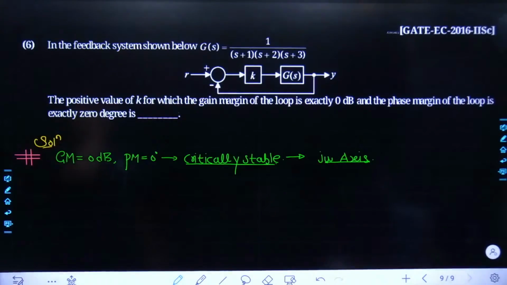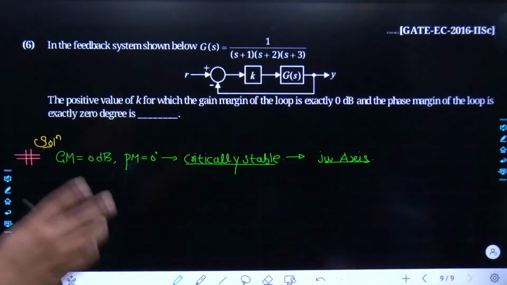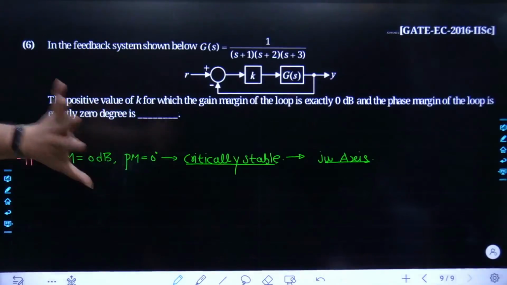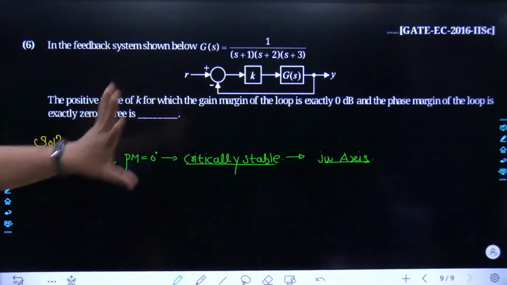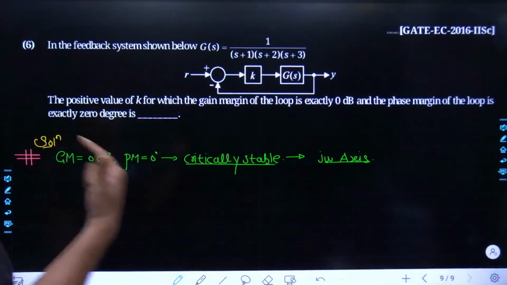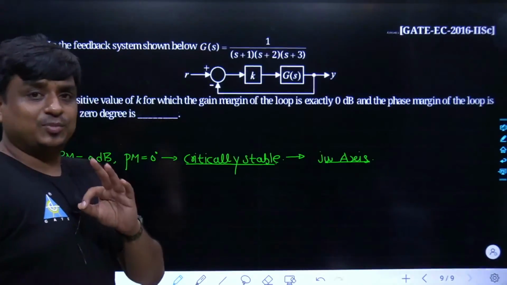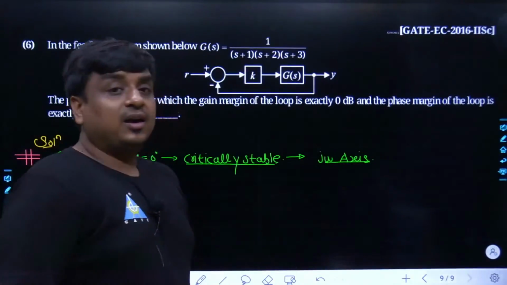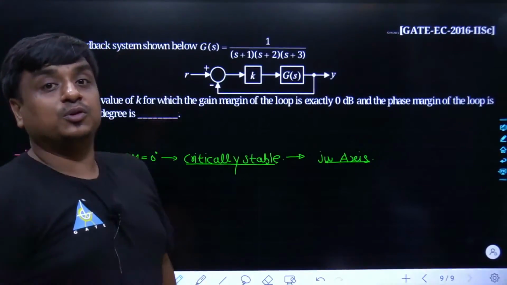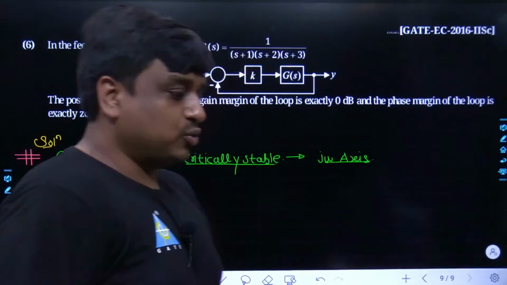Many of the students would like to calculate the gain margin as well as the phase margin, or they would try to follow the complete mathematical process which they follow for gain margin and phase margin. You need not do so. In this problem, they have clearly said the gain margin is 0 dB and similarly the phase margin is 0. That means the system is a critically stable system. And if the system is critically stable, one thing is quite sure, the j omega axis is going to have a pair of poles. Could you really understand what I am saying?